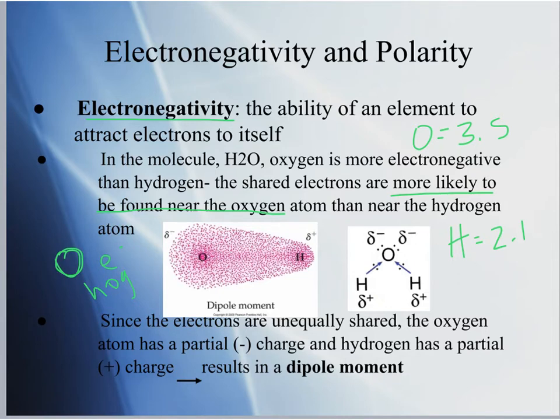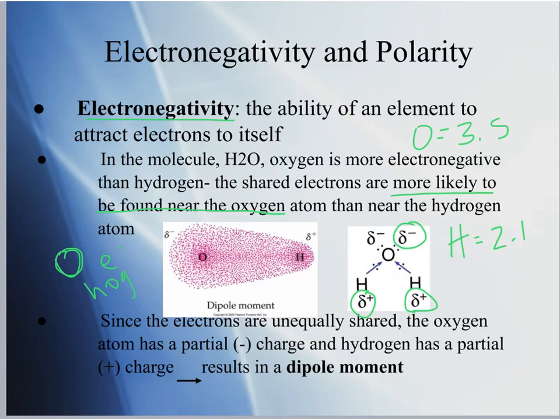So this is going to set up a molecule where the oxygen is going to have the electrons for a longer period of time. So the oxygen is going to have what we call a slightly negative charge, and the hydrogens are going to have slightly positive charges, okay? And this little symbol is a lowercase delta, but it conveniently kind of looks like a fancy S.